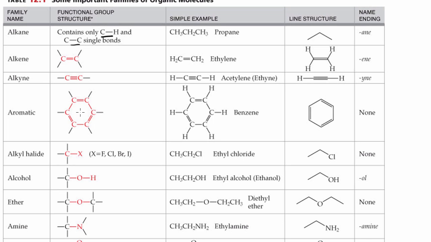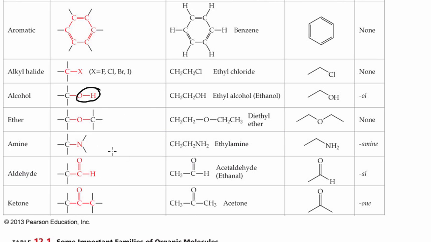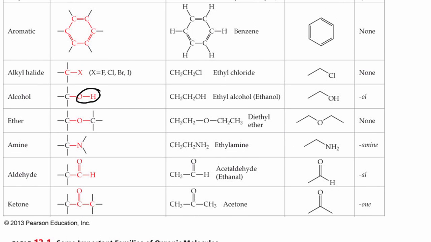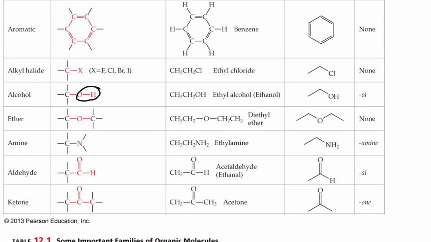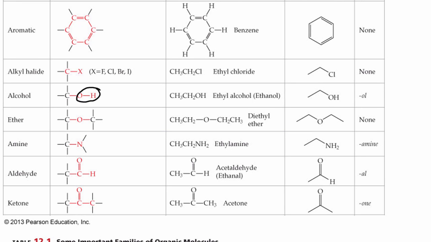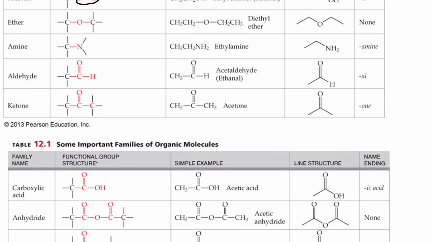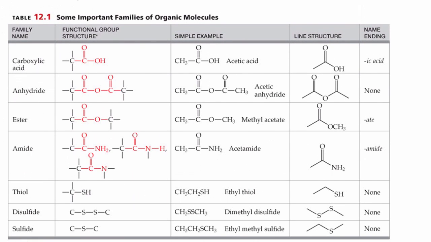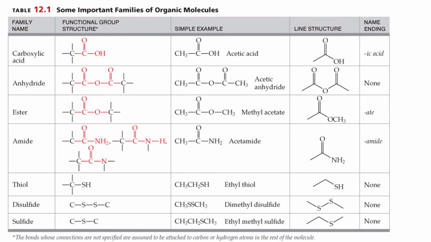Then we have aromatic compounds, and those have this benzene ring within them. Alkyl halides, notice we have a carbon bonded to a halogen. Alcohols, we have this OH group bonded to a carbon. You'll eventually learn all of these functional groups. You don't need to know them in this chapter. I know your book has questions about the functional groups, but we're going to go over each and every one of these as we go.